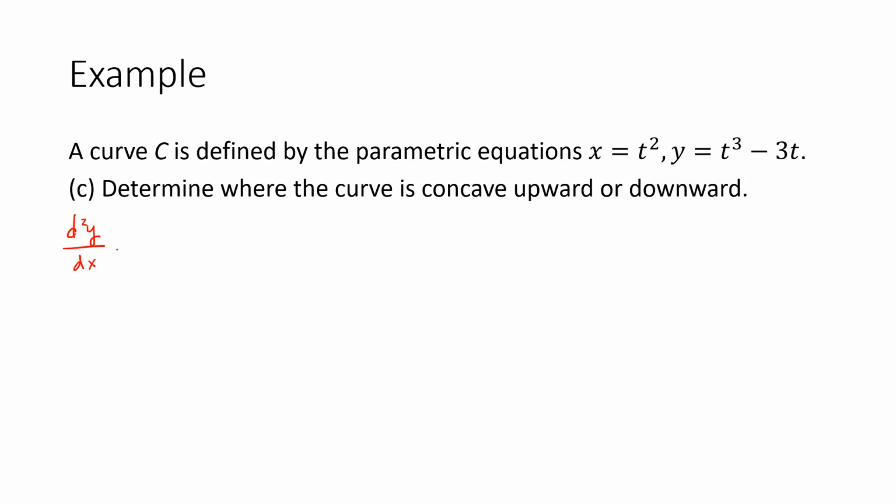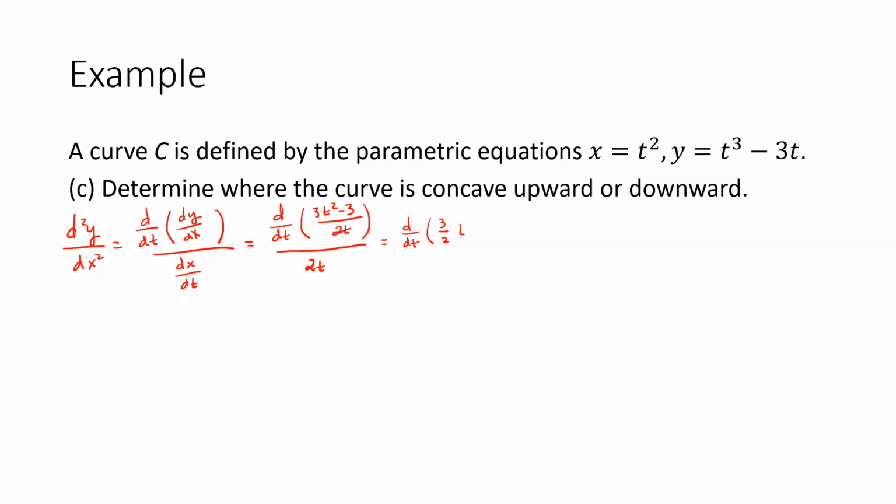So we know the second derivative is going to be the derivative with respect to t of our first derivative, divided by dx/dt. So we're going to take the derivative with respect to t of our first derivative, which was (3t squared minus 3) over 2t, and then divide that by dx/dt again, which was 2t. One thing I can do before I differentiate this is divide each term by 2t, so I don't need to use the quotient rule. So 3t squared divided by 2t will be 3t over 2, and then minus 3 over 2 times t to the negative 1.